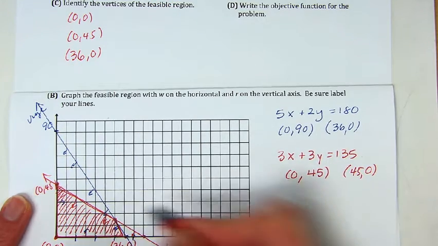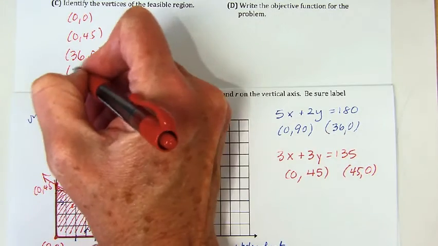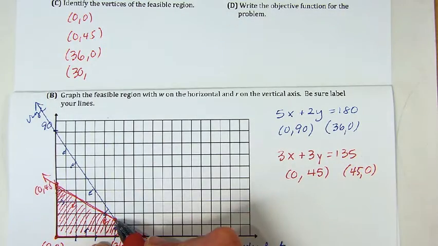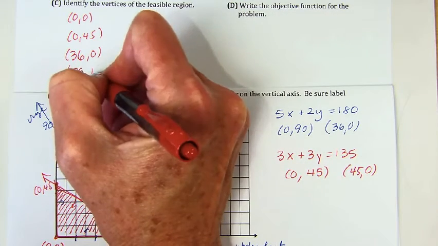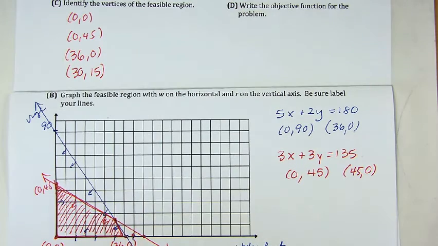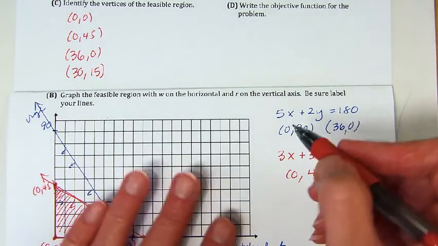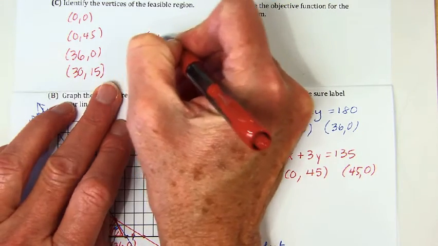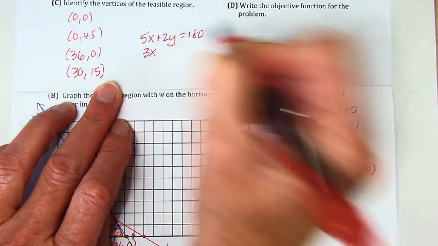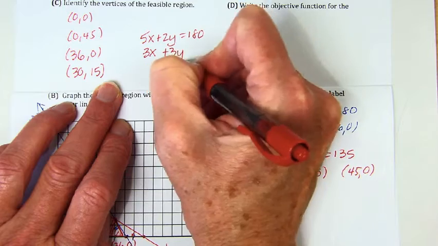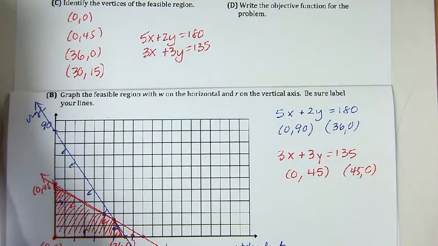And then this point right here is actually looking like it's on the line x = 30, but I'm not quite sure what this one is. So I went to Desmos and I double checked, and that is actually at 30,15. The way you could really find that is by taking your 2 equations, going back to equations, and doing the elimination method.